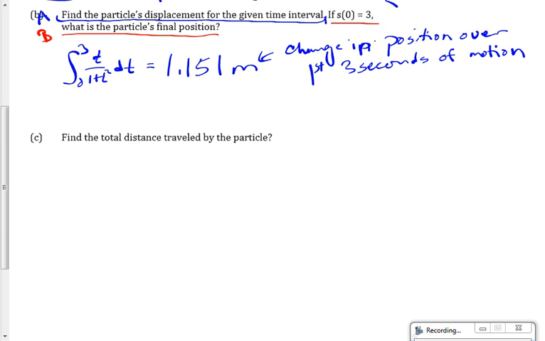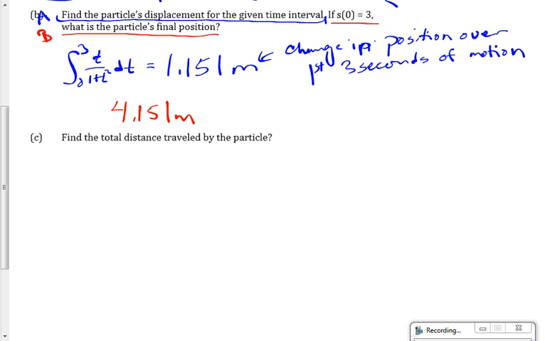Let's look at question B. What's your answer for what is the particle's final position? Write it down and show your neighbor, show your friend. Is that what you wrote down? How many people wrote that down? Just quick show of hands. Write that down.